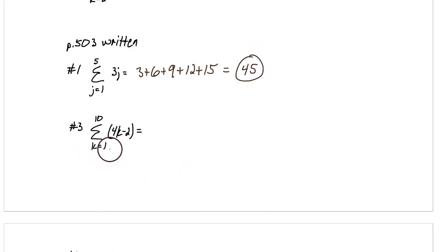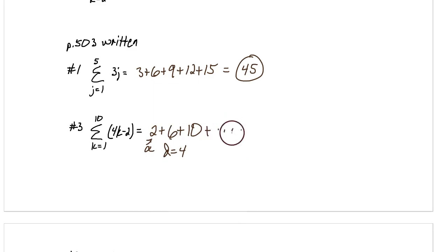Number 3, we want to find this sum by putting in all numbers for k from 1 through 10. So 4 times 1 is 4, take away 2 makes 2. 4 times 2 is 8, take away 2 is 6. 4 times 3 is 12, take away 2 makes 10, and so on. Notice our pattern is adding 4 every time. We have an arithmetic sequence where the first term is 2 and the value of d is 4. And we want to add that together and see what the sum is.